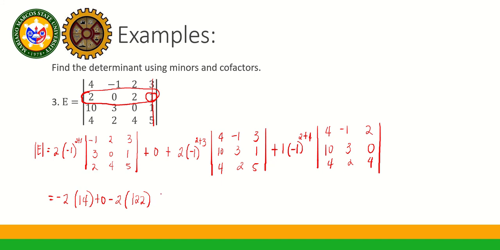And then, negative 1 raised to 6 is positive 1 times 1, that is positive 1. Wag na nating isulat. So, plus, anong determinant ng matrix natin? That is 104. So, simplifying this one, you will get determinant of matrix E equal to negative 168.